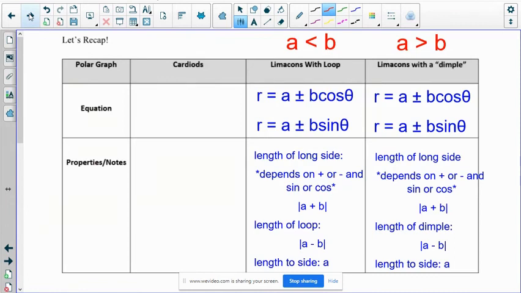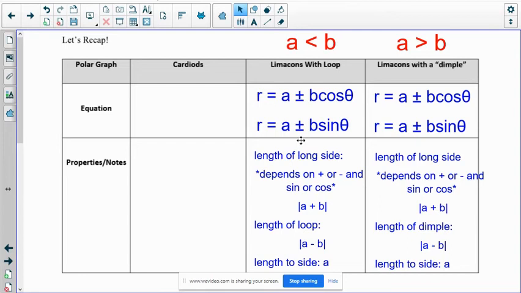Okay, so let's add that to our summary so you can kind of get it together. Okay, so a limacon with a loop is when you have a minus b. The smaller number comes first. A limacon with a dimple is when your larger number comes first. Okay, notice it's just not the same number. That's the only difference in cardioids. Cardioids have to be a 2 and a 2, a 5 and a 5. Limacons are any combination of numbers. Okay, it doesn't matter if it's sine, it doesn't matter if it's cosine, and the positive and negative just tells you what the long side is.